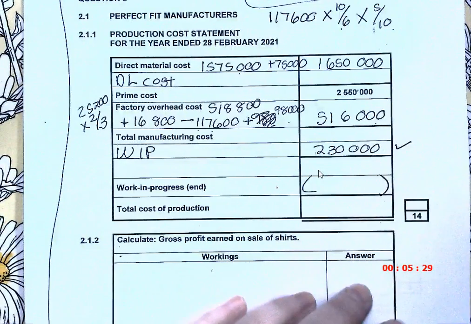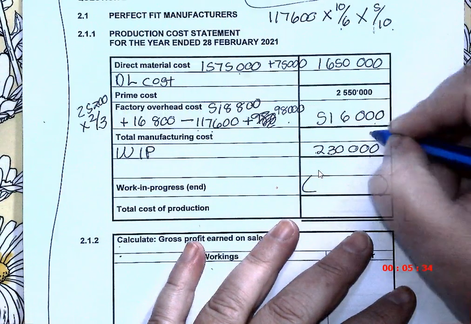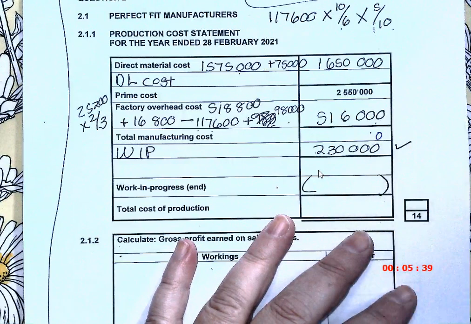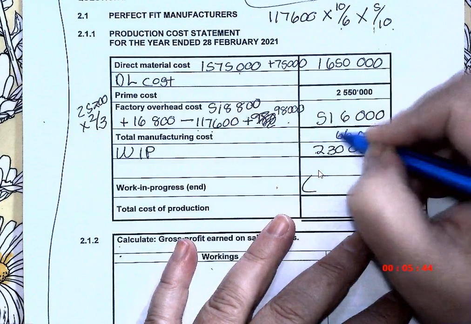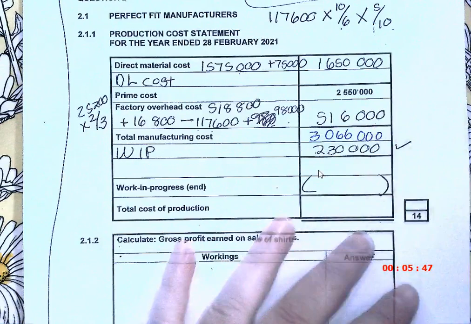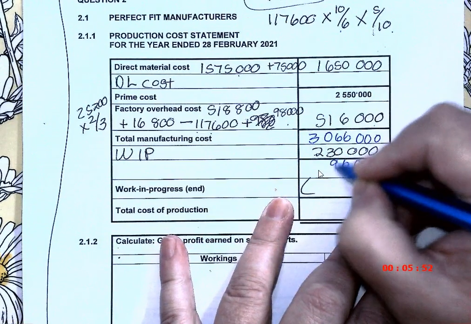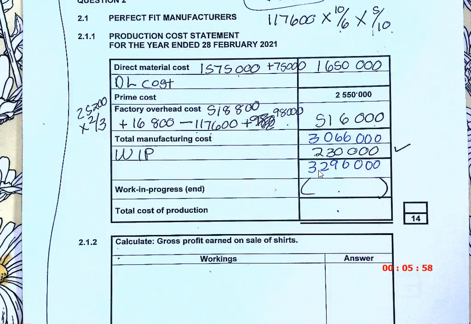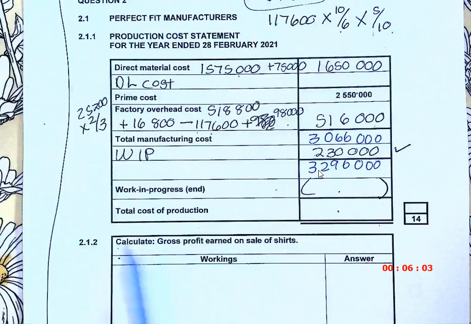So now I go and I add. So I say 255 plus 516. Please, guys, do the totals because that's easy principal marks. Okay, 2, 3, 6, 6, 10, 3. And now I just add that. And now I need work in process at the end of the year, which they didn't give me. Okay, remember? And I need the cost of production.